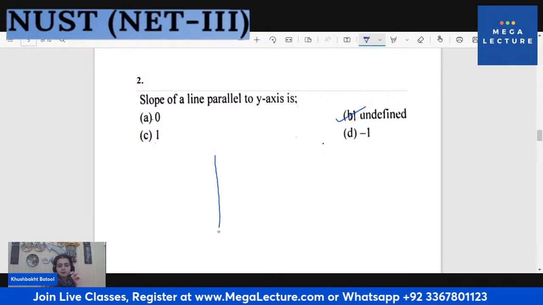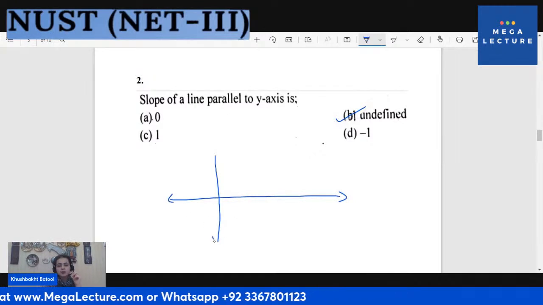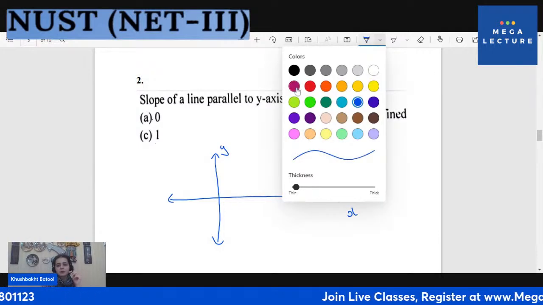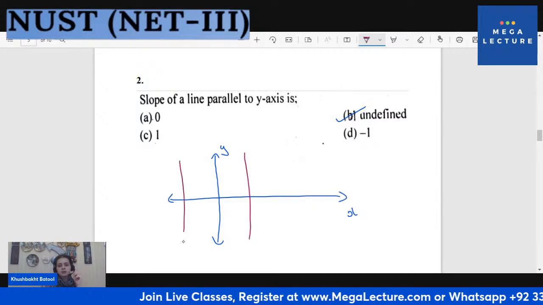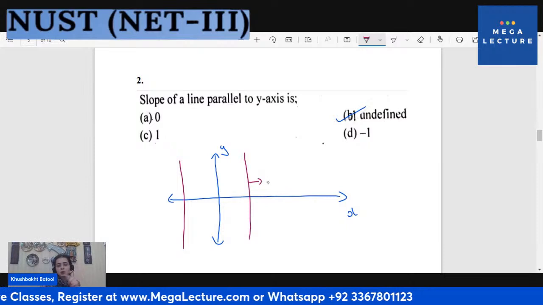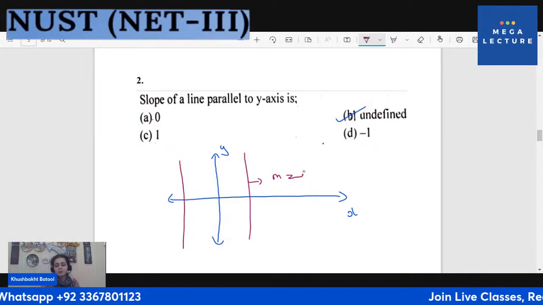Imagine this is your y-axis, this is your x-axis. I'm sorry about this drawing. This is y and this is x. If you have a line that is parallel to y-axis, it would be something of this type or this type. We know that their slopes would be same as the slope of y-axis. That is, it would be infinity.